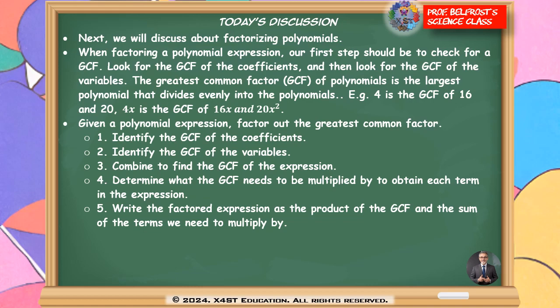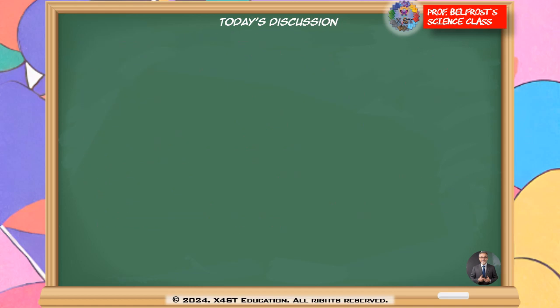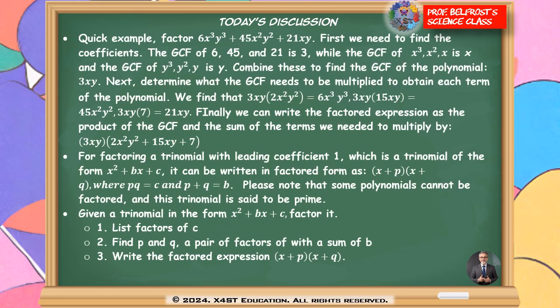So here is an example for you. Factor 6x cubed y cubed plus 45x squared y squared plus 21xy. As I stated before, first we find the GCF of the coefficients. The GCF of 6, 45 and 21 is 3, while the GCF of x cubed, x squared and x is x, and the GCF of y cubed, y squared and y is y. Combining these gives us the GCF of the polynomial, 3xy.